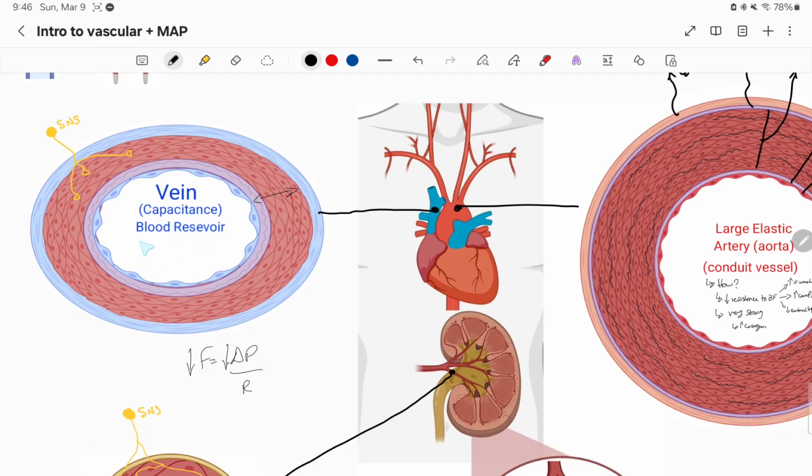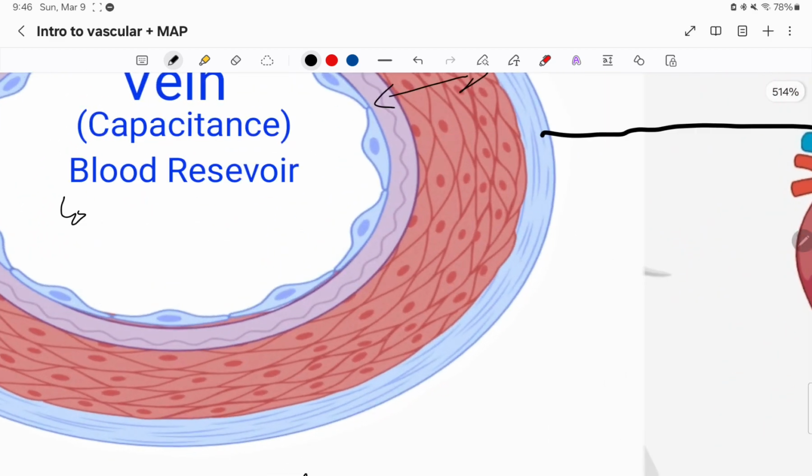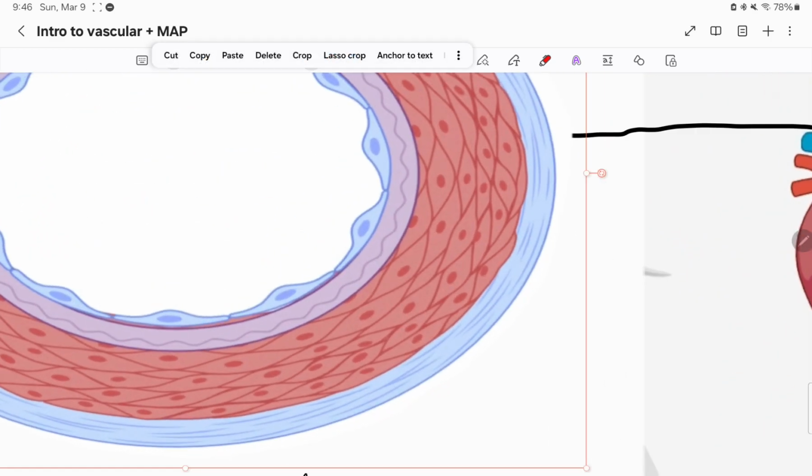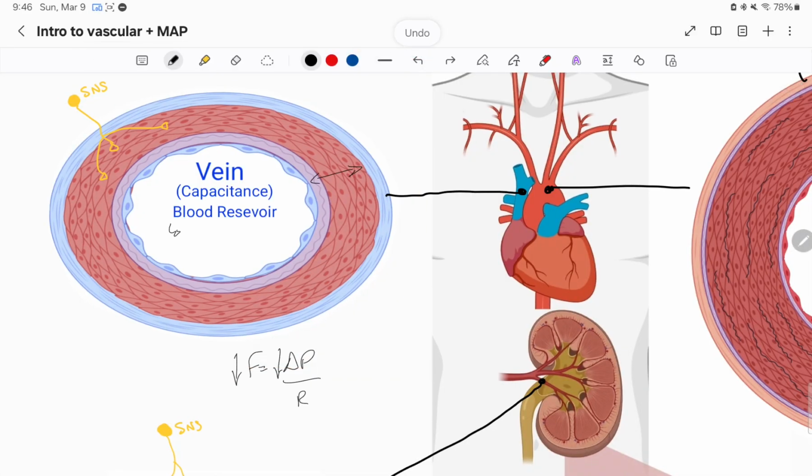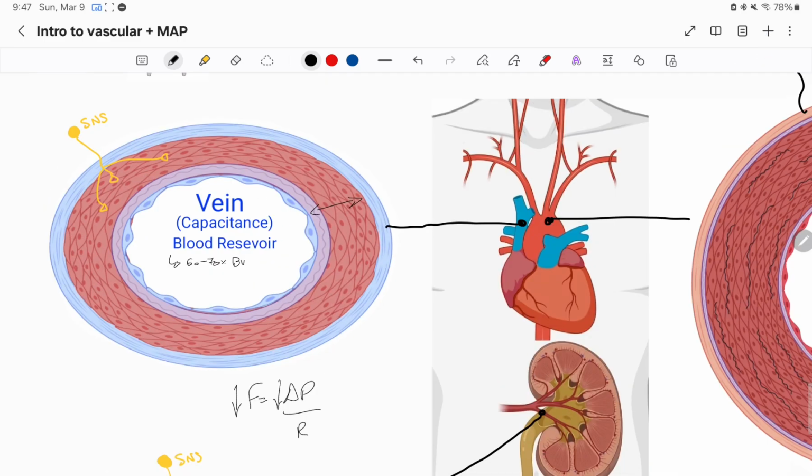And in fact, at any given point in time, because the blood is moving so slow, your veins are going to be holding about 60 to 70% of your entire blood volume. So 60 to 70% of your blood volume is going to be within your veins.